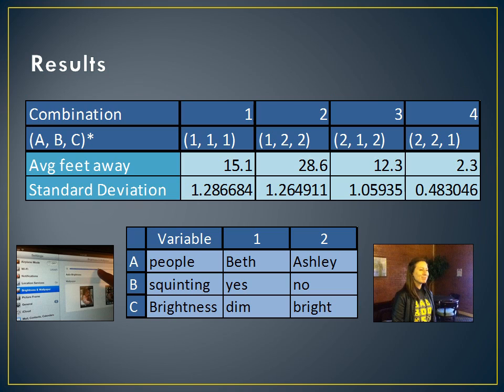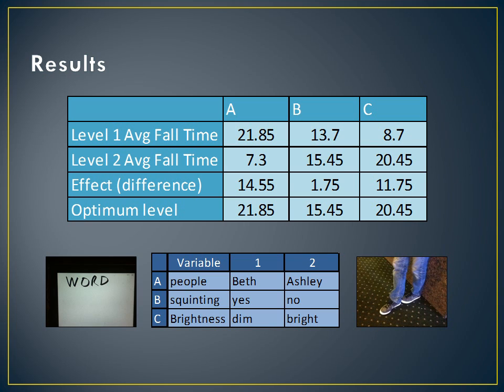In our results, we had 4 combinations, and we found that the best combination was to have Beth not squinting with a bright screen. This is our level 1, our level 2 average time for the three variables. A is the person, B is whether they are squinting or not, and C is the brightness of the screen.